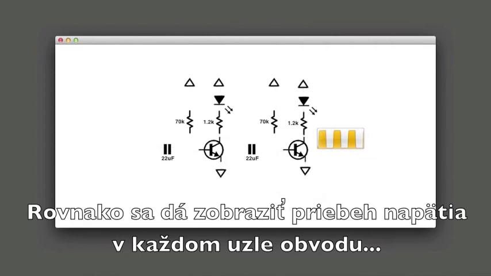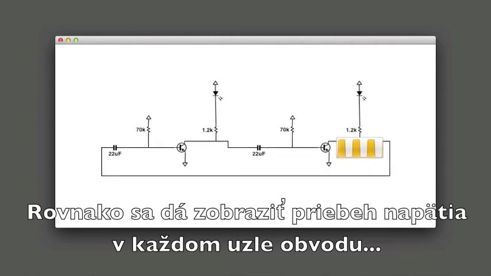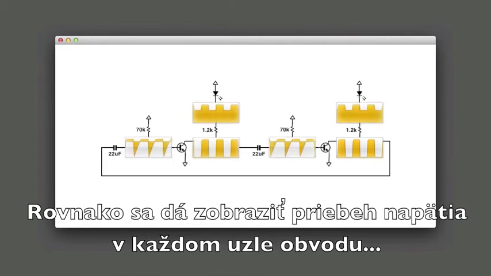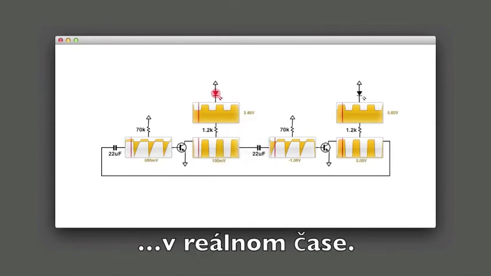I'm going to spread these out a little bit. So same circuit, just spread out a little bit. And I'm going to add the voltage at every node. So now you can see every voltage throughout the circuit. And I can even hit play and watch it all simulate out in real time.